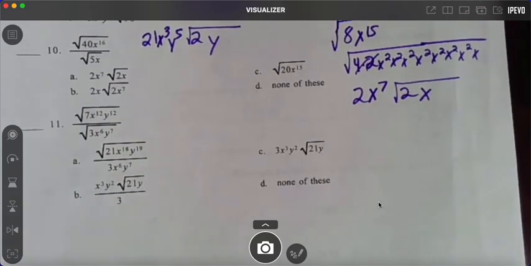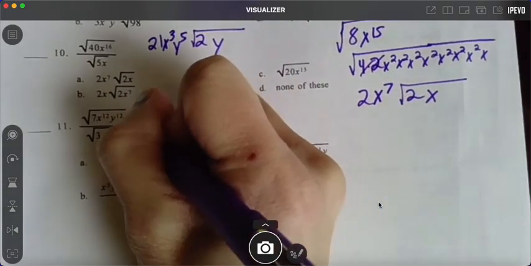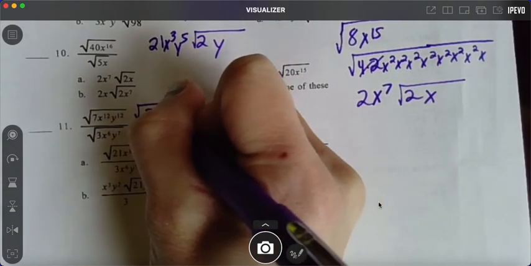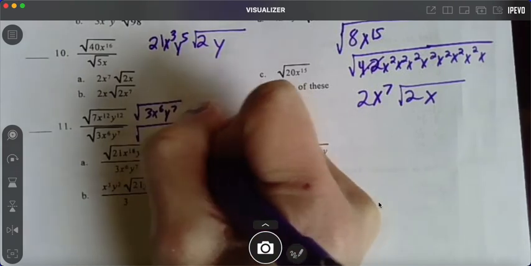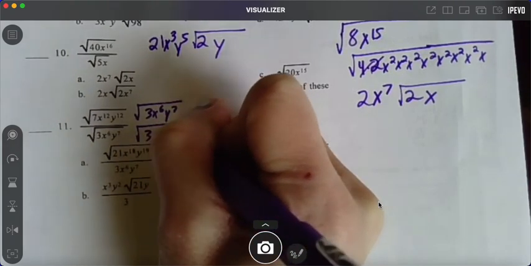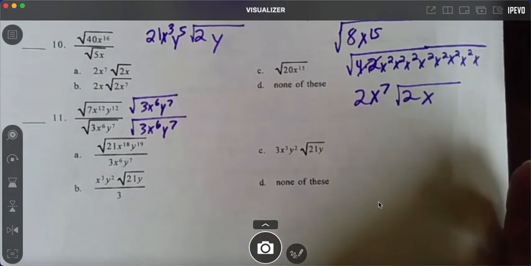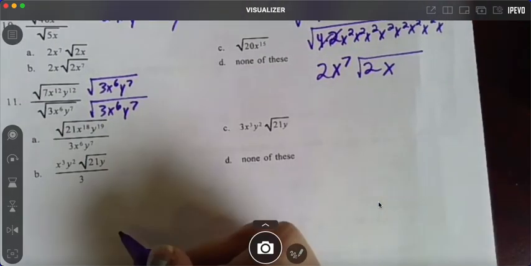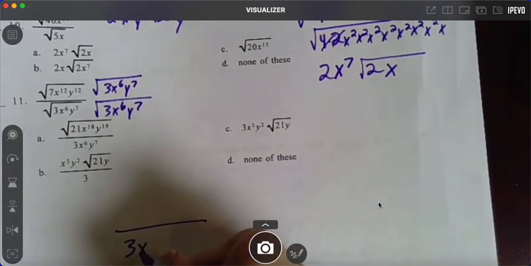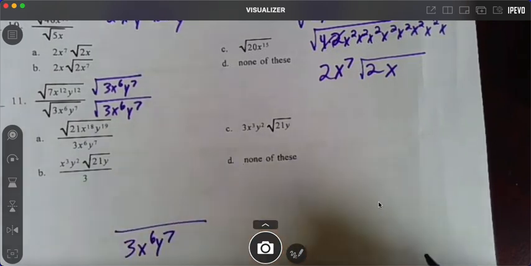Let's just see. Number 11. Can you divide on this one? No. So you have to multiply by the square root of 3x to the 6, y to the 7th. We have to multiply by that entire denominator. So the denominator part is easy. I know what goes down here. 3x to the 6, y to the 7th.